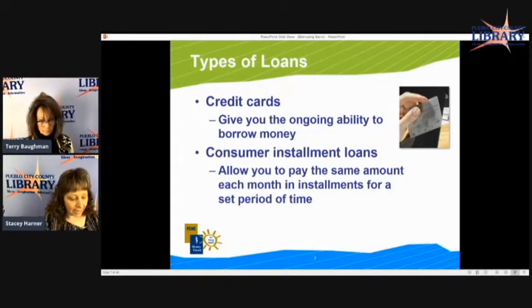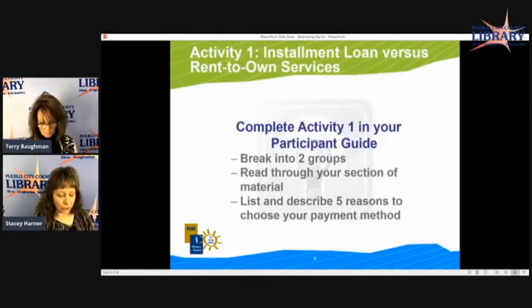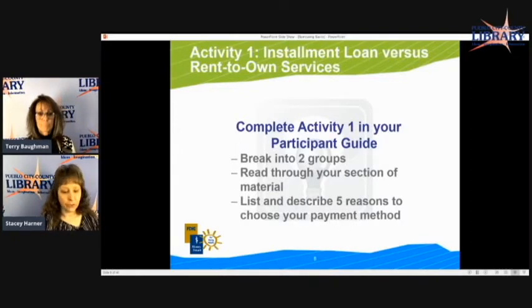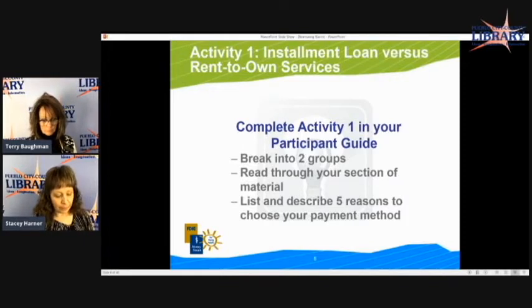So let's take a look at activity 1 in your workbook, page 12. We're going to look at installment loans versus rent-to-own services. So, consumer installment loans. These secured installment loans are loans that are repaid in equal monthly payments for a specific period and are secured by the item you purchased. You can use the item you purchased while you are paying for it.